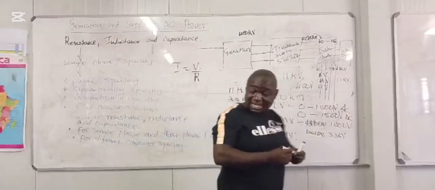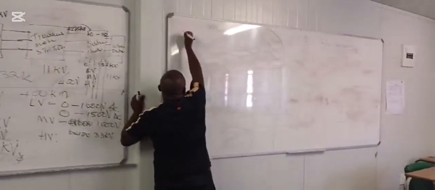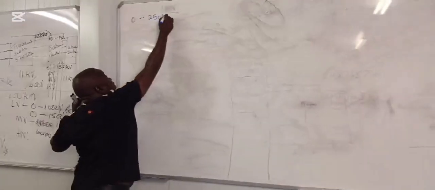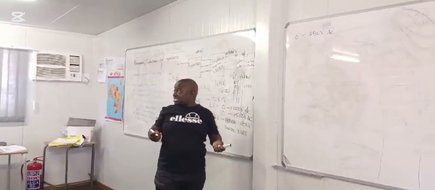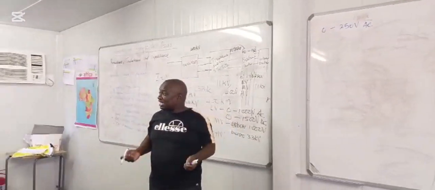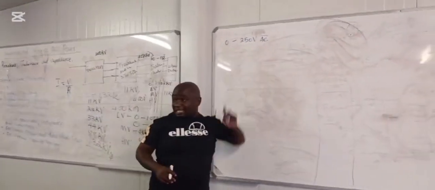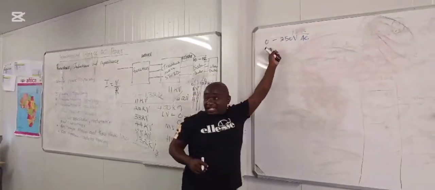Remember, as we said, for a single phase, the voltage lies between 0 and 250 volts AC, depending on the residential area. Are we together? Some residential areas will have 220 volts. Some will have 230. But being within that range, that will be for a single phase.